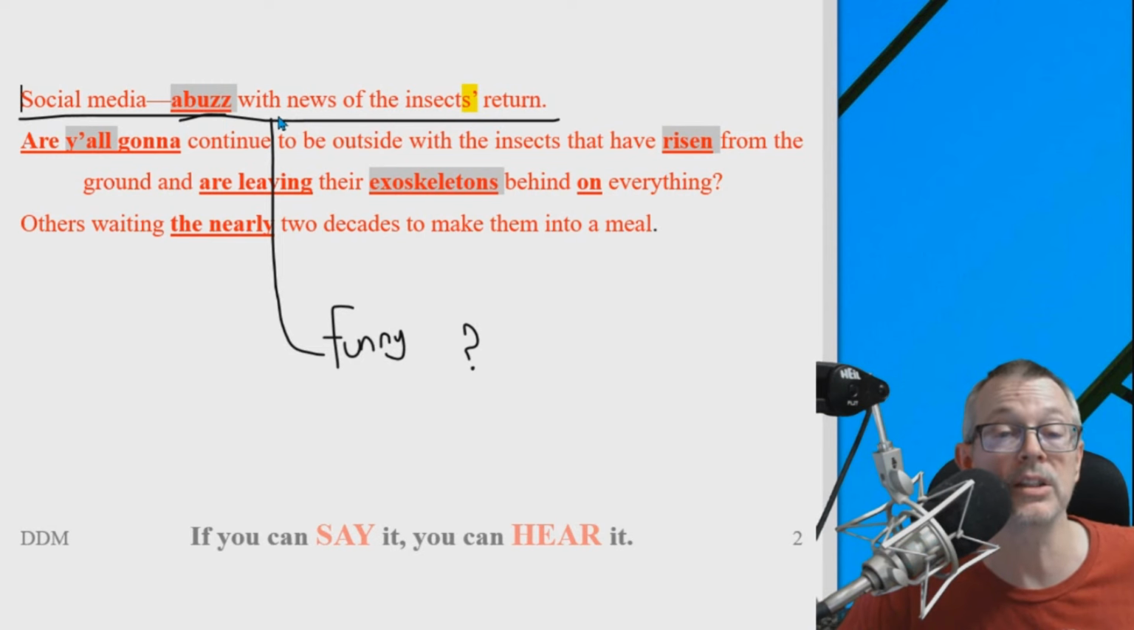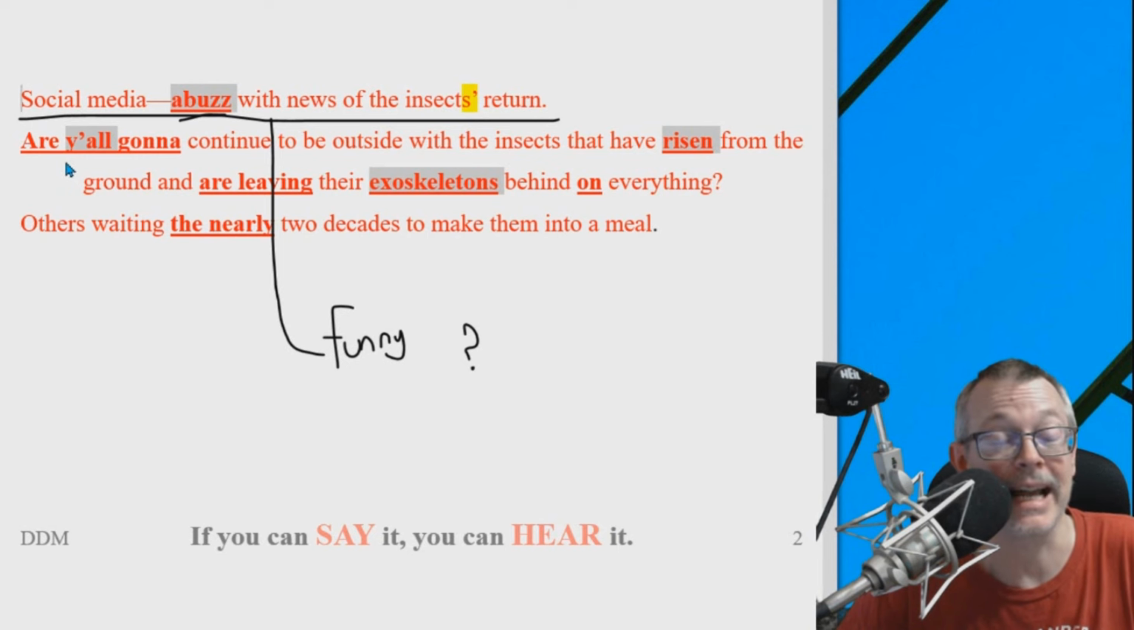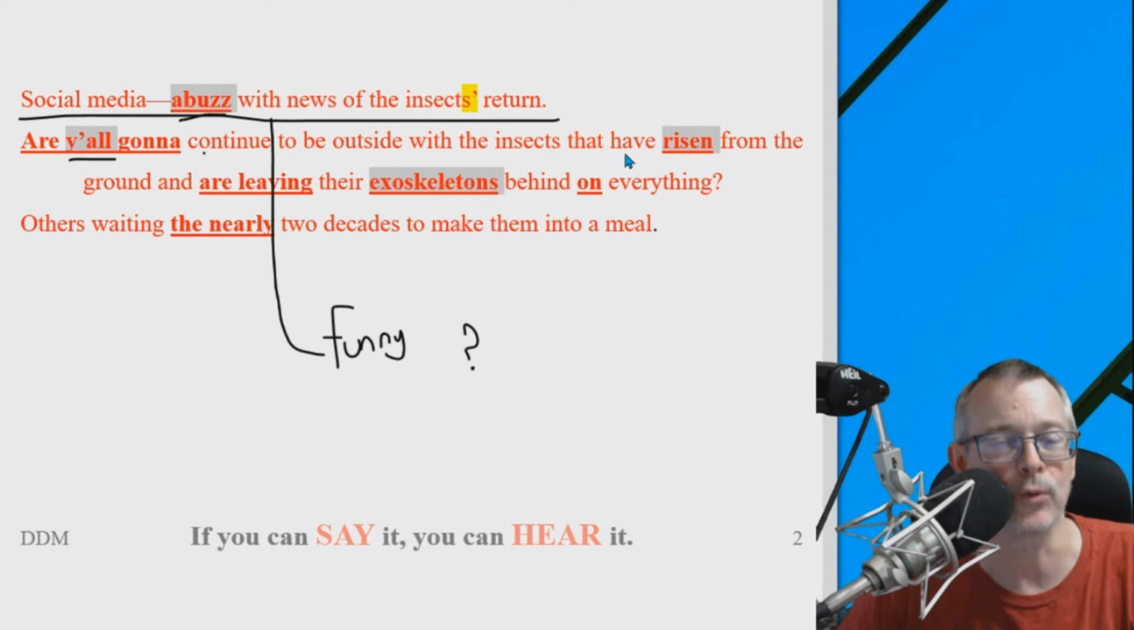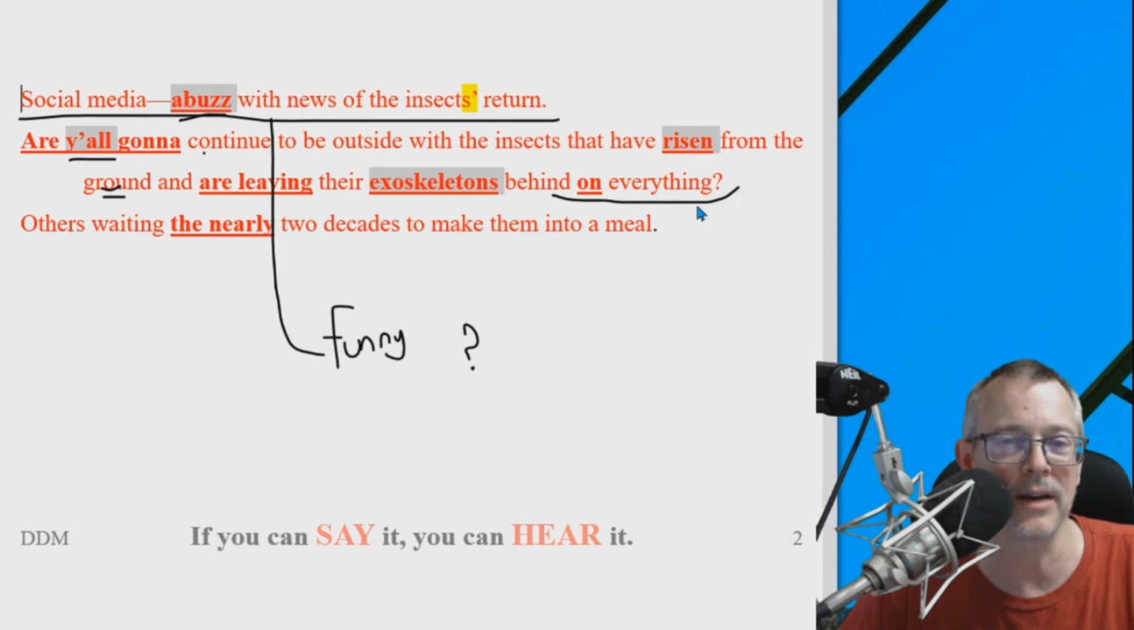Social media, a buzz. This is a great word. A buzz with news of the insects' return. Return of the Jedi. And this lady is not happy. Are y'all going to continue to be outside? Are y'all? And this is very southern. She's obviously from the south. Are y'all going to continue to be outside with the insects that have risen from the ground? Remember, gauge, same pronunciation. So I'm guessing she's from North Carolina or South Carolina, just a guess. From the ground and are leaving their exoskeletons behind on everything. The audio kind of cuts at the end, so this is tough, but that's what she says.